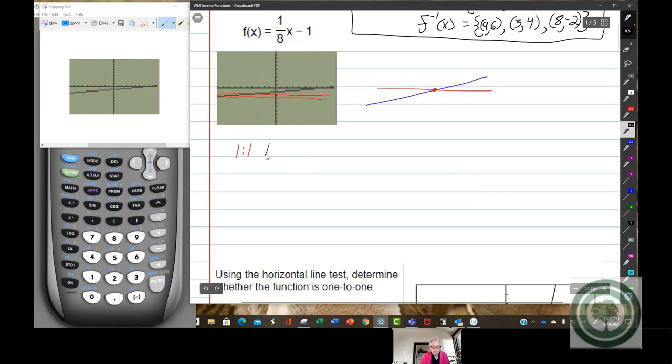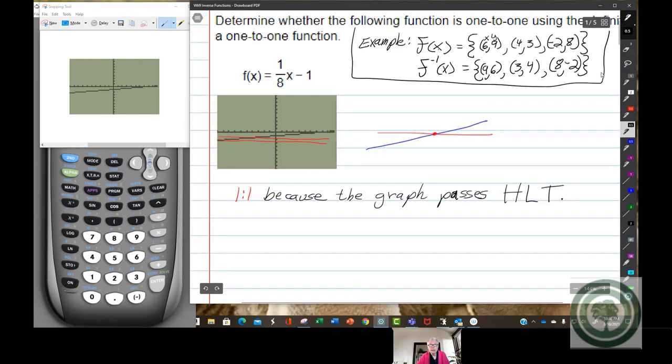Because the graph passes the horizontal line test, the HLT. That's all they're asking you to do here. Yes, f of x is one-to-one.